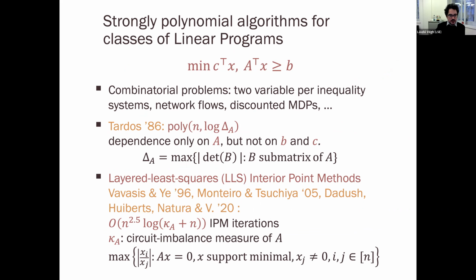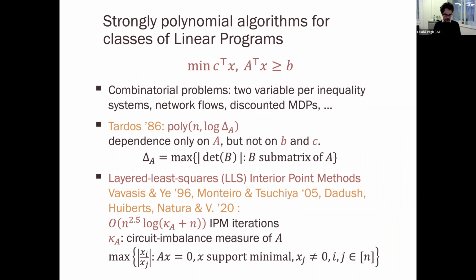So just to give you an overview: if we can't get strongly polynomial in general, for what special cases can we do this? Most of these special cases come from network optimization problems, like minimum cost network flows, which was a big breakthrough by Tardos in the 80s, and then two variables per inequality systems, and certain Markov decision processes. So there are these nice combinatorial examples.